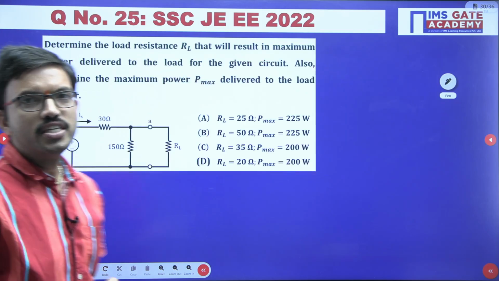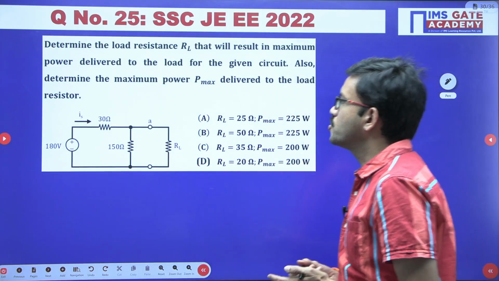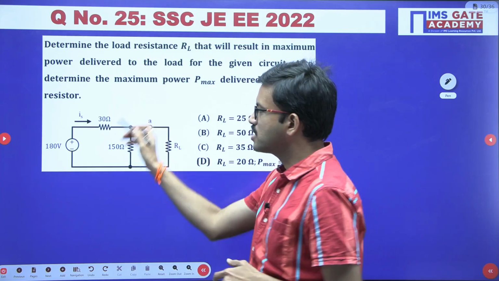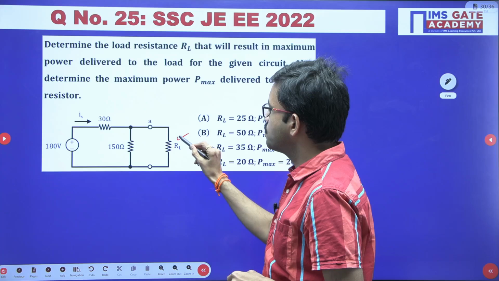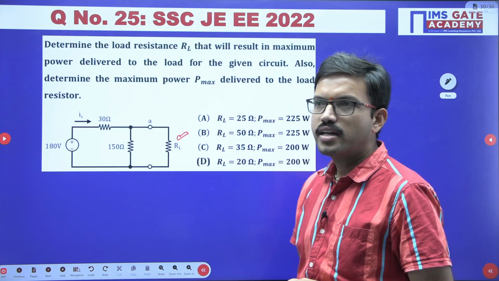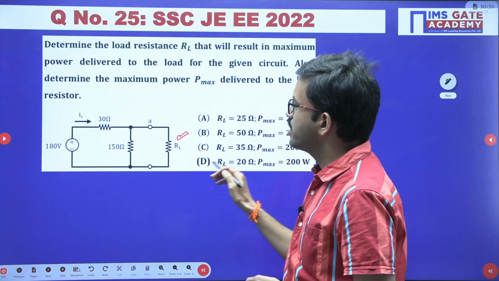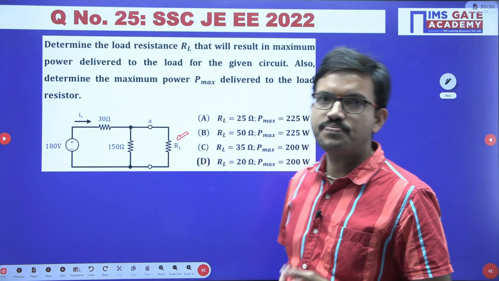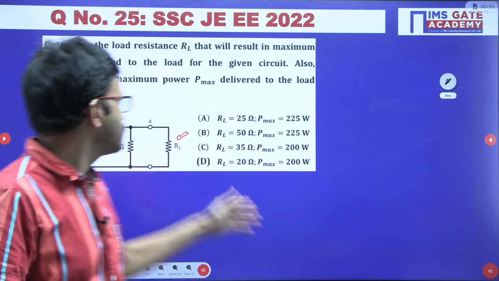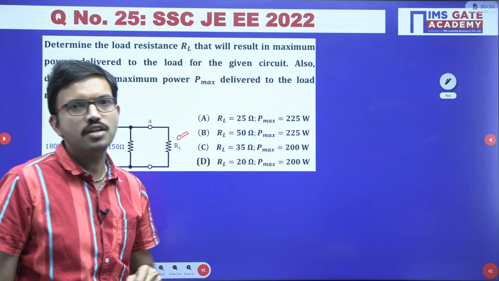Next question. This is once again based on the maximum power transfer theorem. Here in this question, you have the circuit diagram like this. In order to get the maximum power across the load resistor RL, you have to find the RL value, and how much maximum power you get across the load resistor. That is also asked. You can observe the choices: you have the RL value and the maximum power across the load resistor as well.